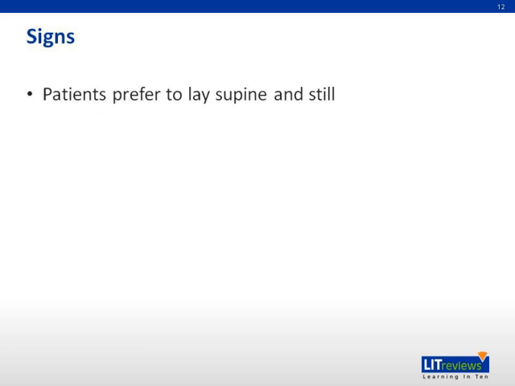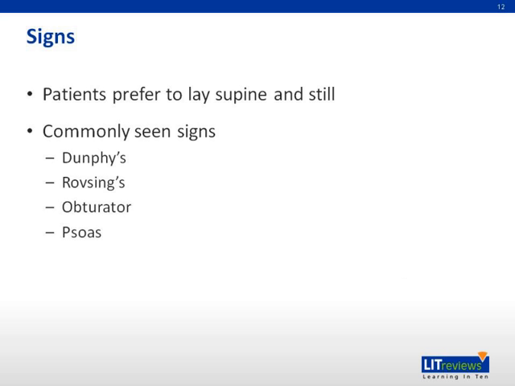Signs. In general, patients will be keen to remain as still as possible, preferring to remain supine and voluntarily guarding their abdomen. Agitation of the abdomen, such as coughing, Dunphy's sign, increases pain. Other classical signs include Rovsing's sign, where palpation of the left iliac fossa causes pain in the right iliac fossa.